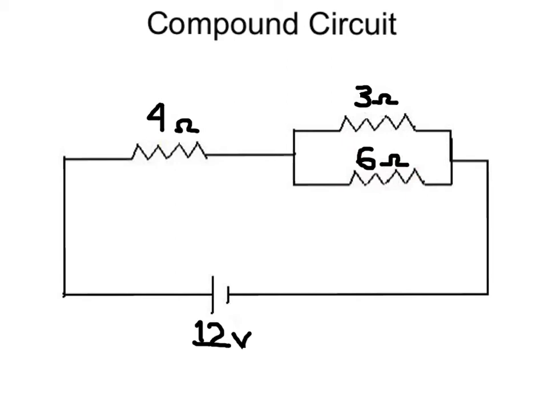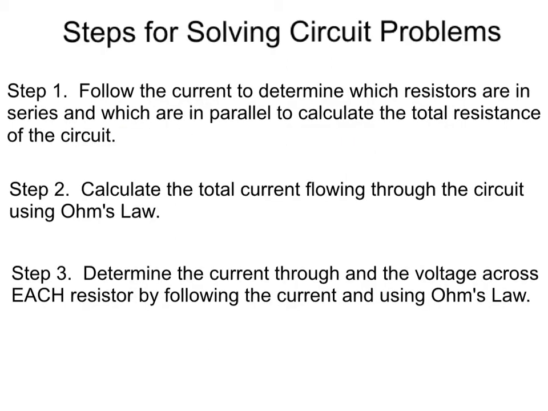Let's take a look at the steps for solving such a problem. Steps for solving circuit problems. First step is we want to follow the current to determine which resistors are in series and which are in parallel to then calculate the total resistance of the circuit. Once we know the total resistance of the circuit, we can calculate the total current flowing through that entire circuit by using Ohm's law. We then want to determine the current through and the voltage across each resistor by following that current and using Ohm's law for each resistor in our circuit.